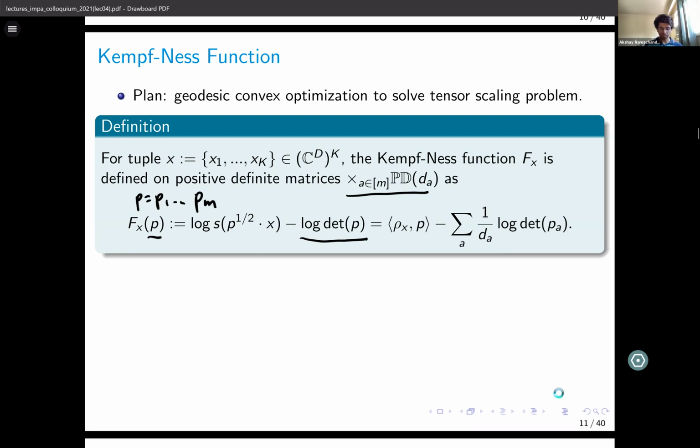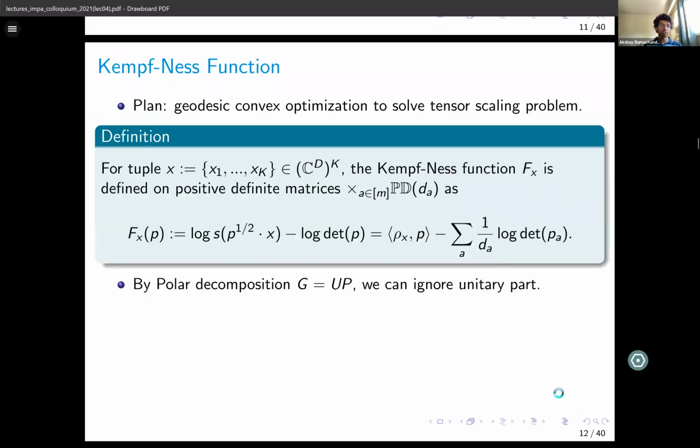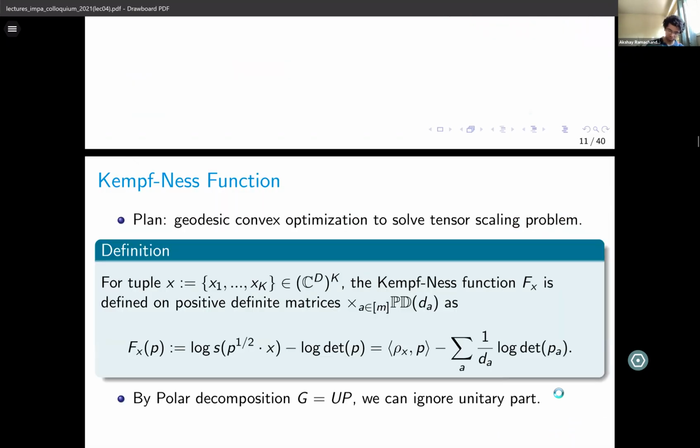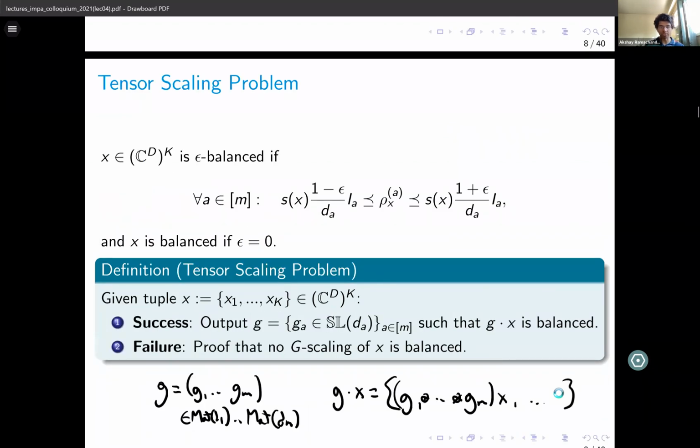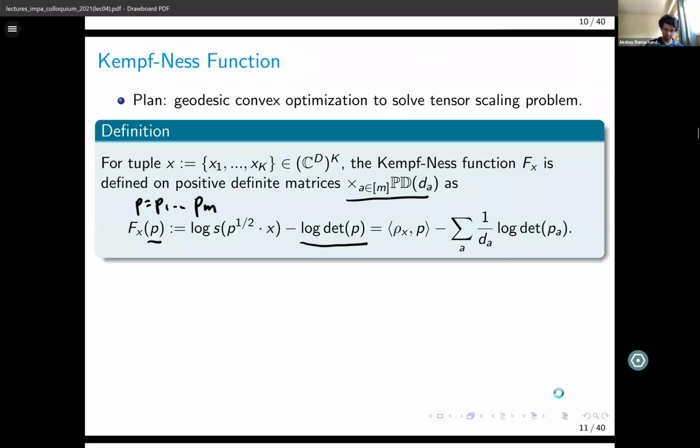And why are we allowed to only think about positive definite matrices? Is because in general, our group is a bunch of matrices, but you could take the polar decomposition of that group. And if we go back to the definition of balanced, if you change it by unitaries, nothing happens, right? If you do u rho x a u star, right? Nothing changes in terms of how balanced it is. That just changes the basis. So we can just ignore all the unitary components of this problem. And that's why we're allowed to define a function just on positive definite matrices.